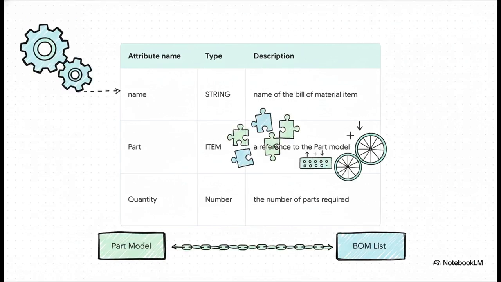So you might be asking, what exactly goes in that BOM list? That's where our second model comes into play, the BOM item. Think of it like the connector. All it does is link a part, that reusable model we just made, to a specific quantity. It's how we say we need 2 of these wheels or 30 of these spokes.